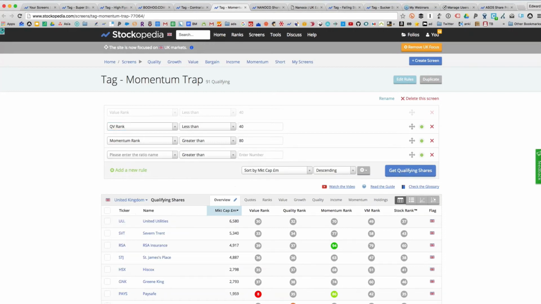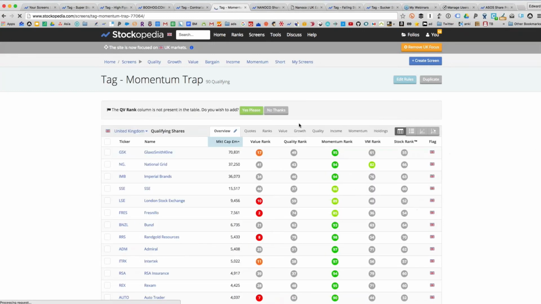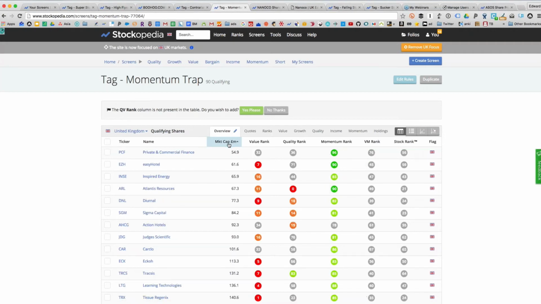And in fact, I'll add in a market cap rule here as well. Market cap, let's say greater than 50 million sterling. I mean, to be honest, you can generally push this a lot higher. And you find 90 stocks there.